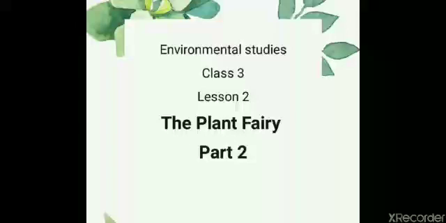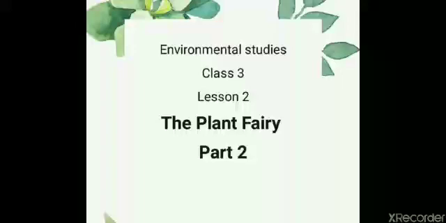Lesson 2, the plant fairy. Have you discussed that chapter with your parents? What is herbs, shrubs, trees, plants? I have given you one question now. Give me an example of herb. Have you asked your mom? Yes, that is coriander. Very good.